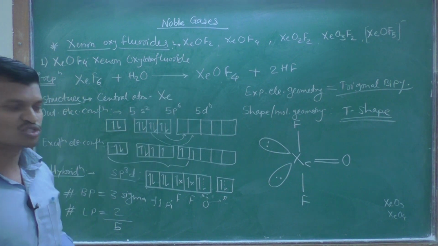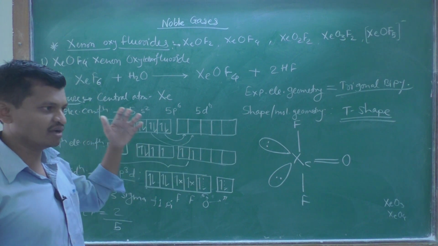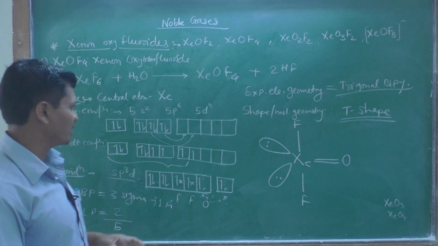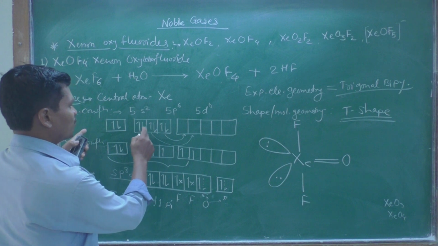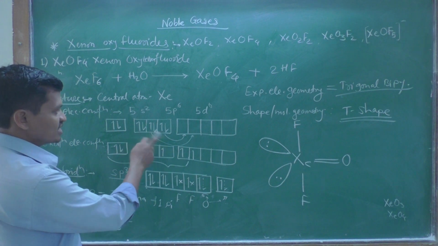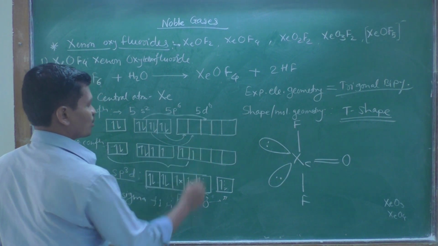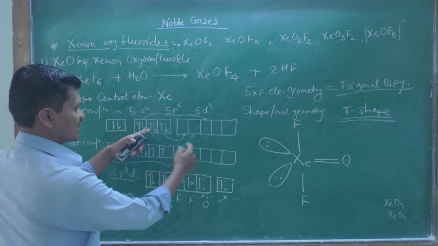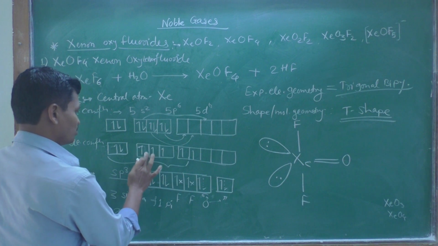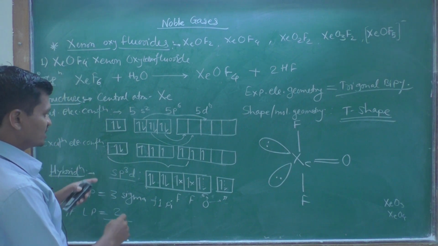The central atom is xenon: outer electronic configuration, then excitation, then hybridization. So I am only explaining the changes. In this case, out of the 6 electrons in the 5p orbital, 3 electrons get shifted to the empty d orbital. So this electron gets excited here, and this electron is also excited to here. So we have to remove this electron and put it in the empty d orbital.